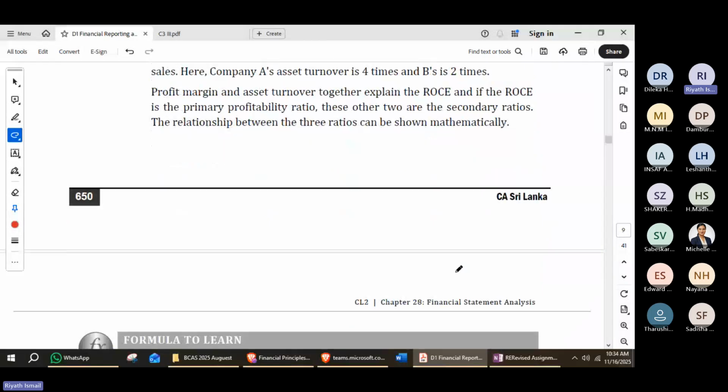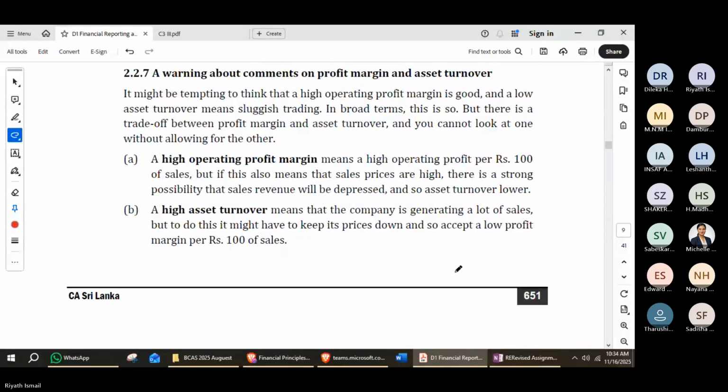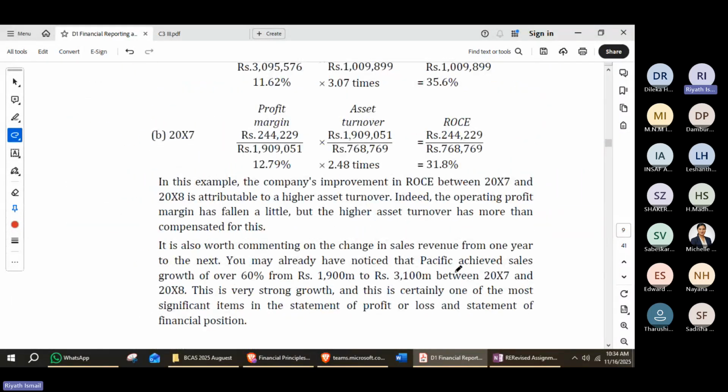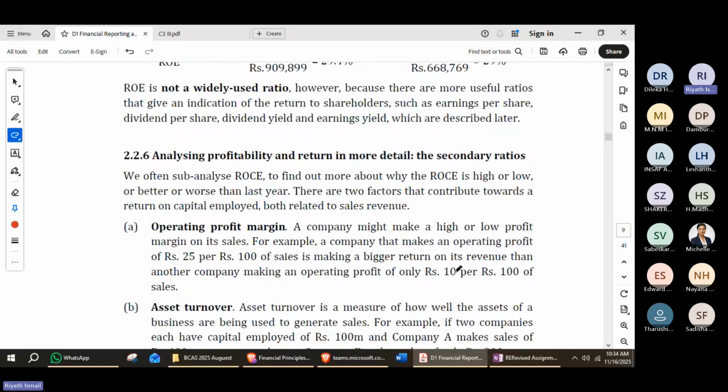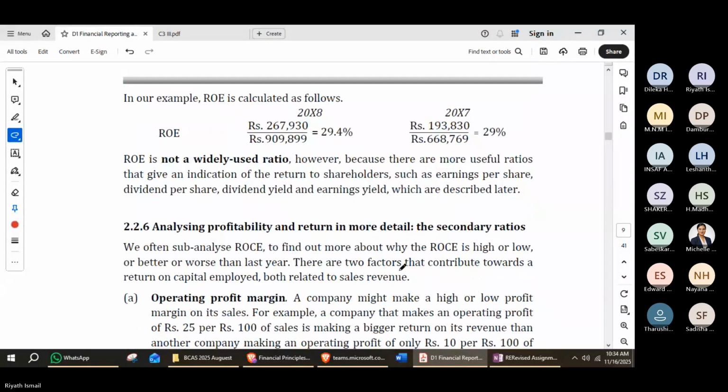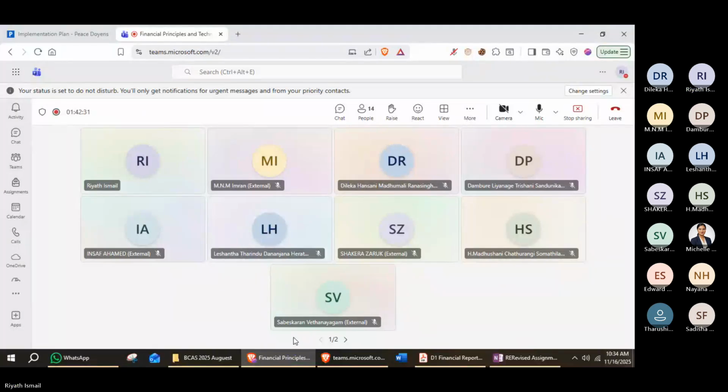Right, return on equity ratios. Shall we continue after the break? 10:45. Shall we continue at 45? Okay. Yes, sir. Thank you.